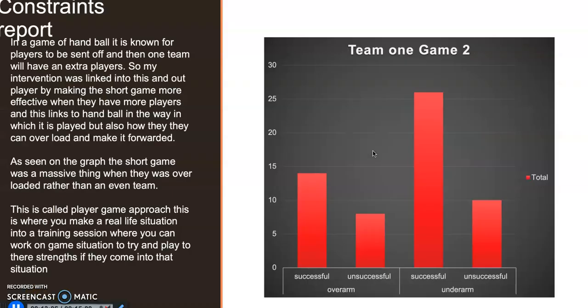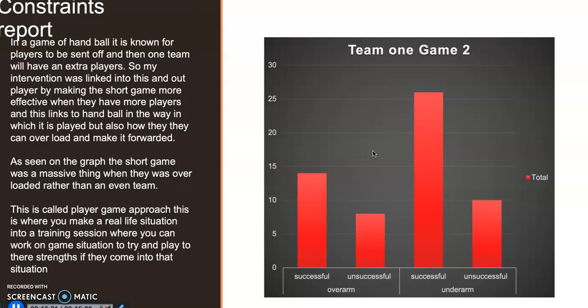So the constraints report. In a game of handball, it is known for players to be sent off, and I link this to the end ball scenario, that players can be withdrawn due to fouls and disruption of play. So my intervention was linked to this, a scenario in handball, which I carried across to end ball as a link together, and I used 2 different coaching tactics to get this intervention underway.